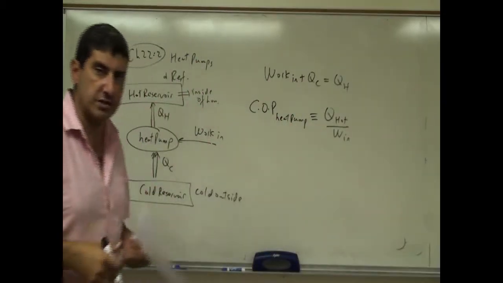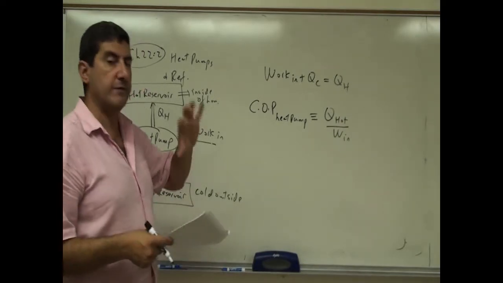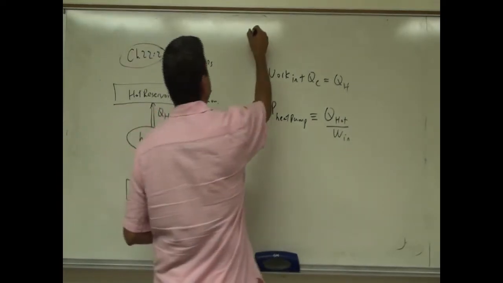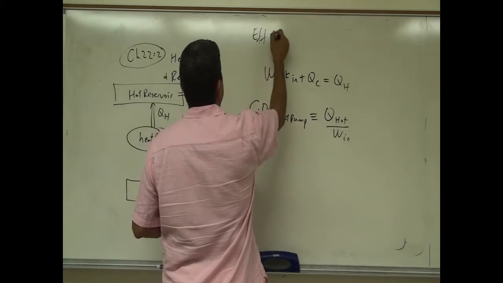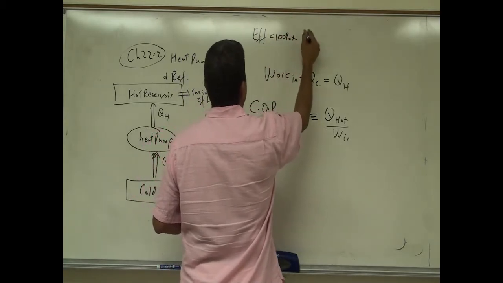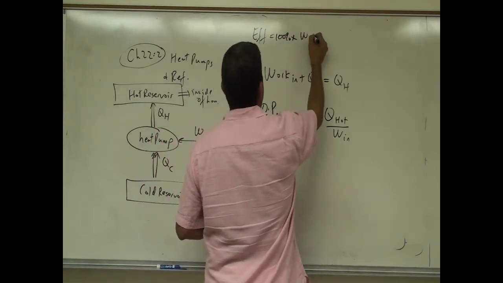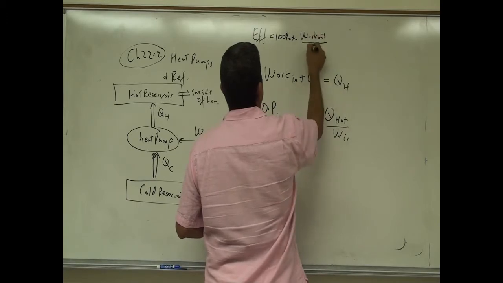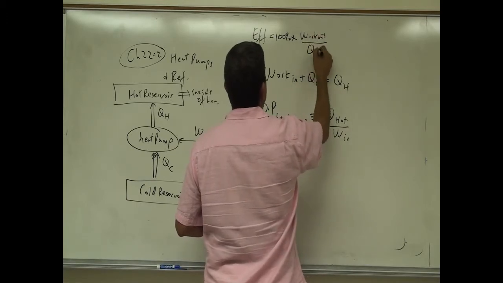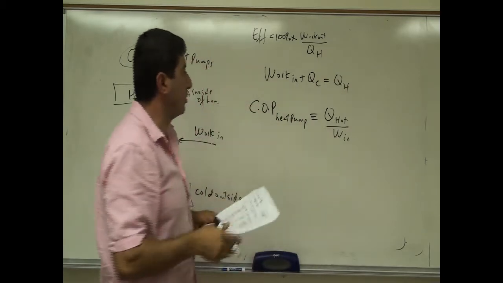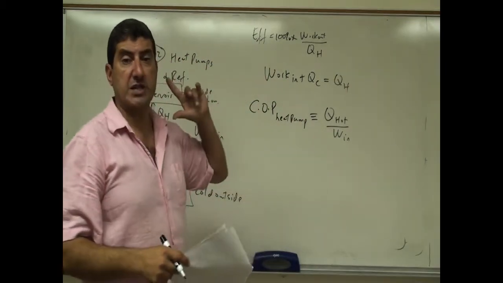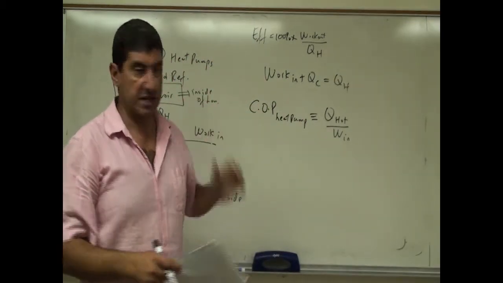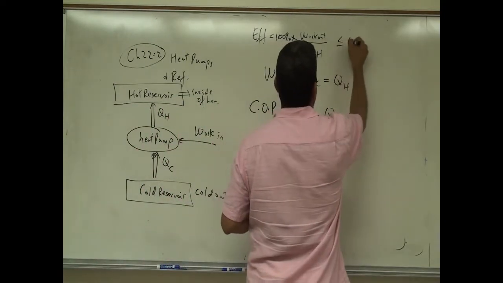This is a definition. Now what's the logic of that? Remember, for heat engines, we define efficiency as 100% times work out over Q hot. So the efficiency of an engine cannot be any larger than 100%. So that's the maximum.